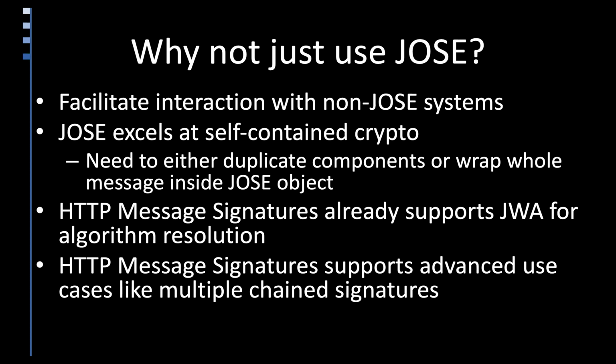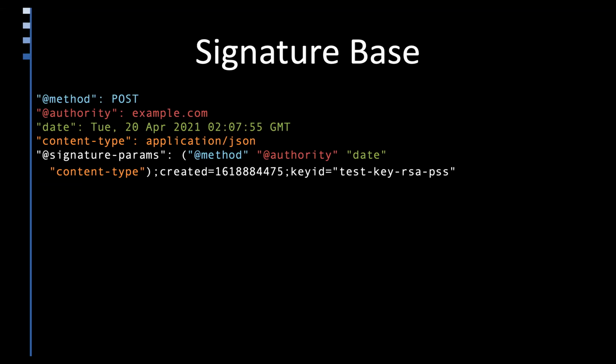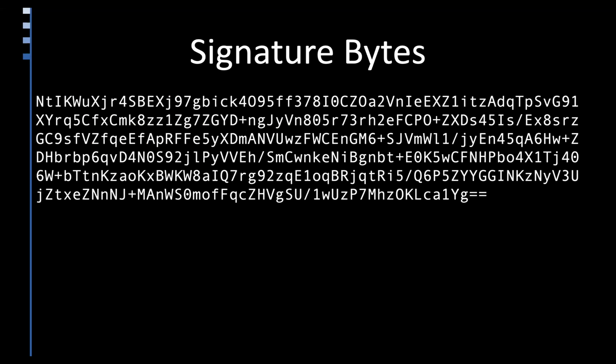So those are the main reasons for not using JOSE for the crypto mechanisms themselves. However, we do have text inside HTTP message signatures that says how to take a JWA algorithm and apply it to HTTP messages. So if I go back to this example, at some point, I need to take this string and turn it into a bunch of bytes.